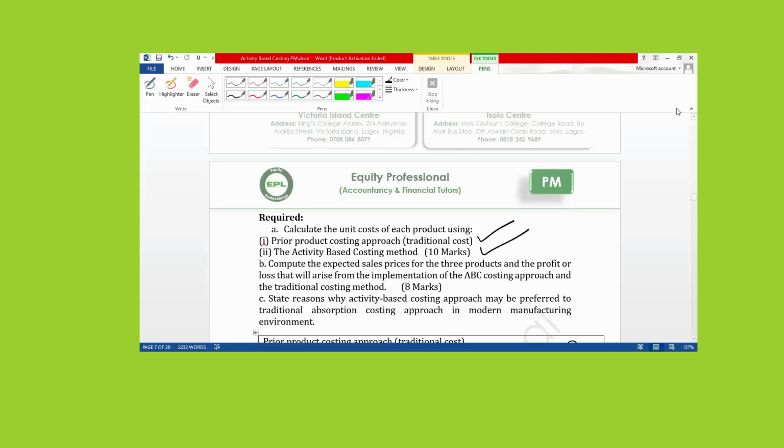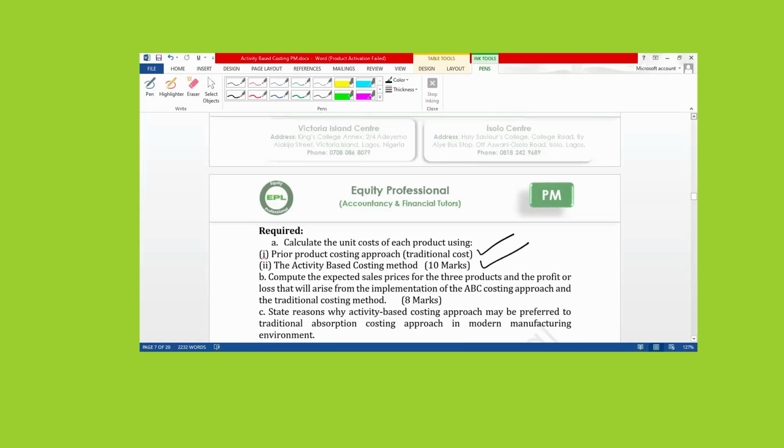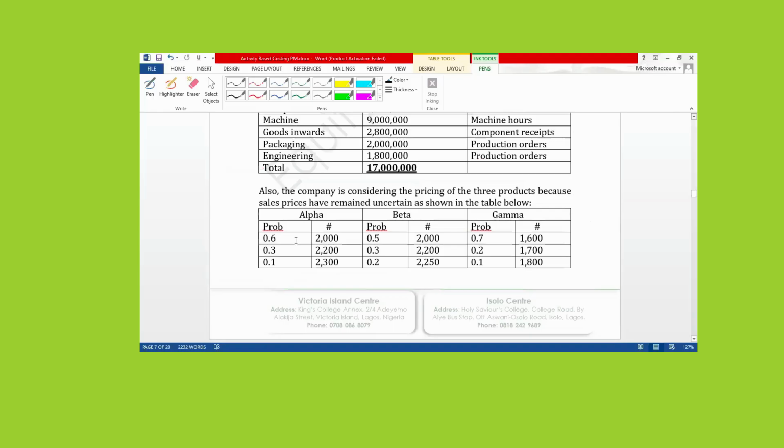Let's go back to this question. Examiner says the company is considering the pricing of the three products because sales prices have remained uncertain, as shown in the table below. We are not sure. Let's copy this table.